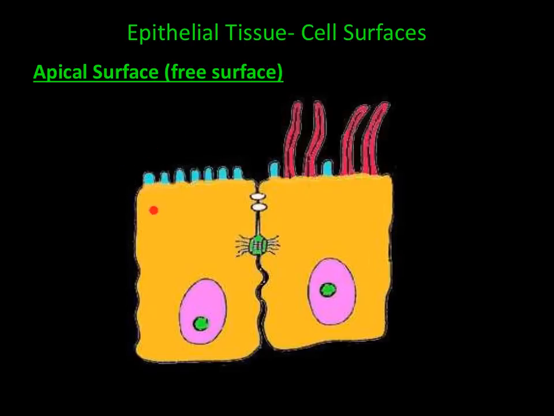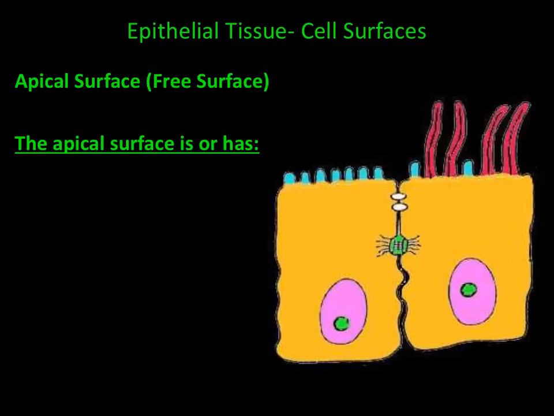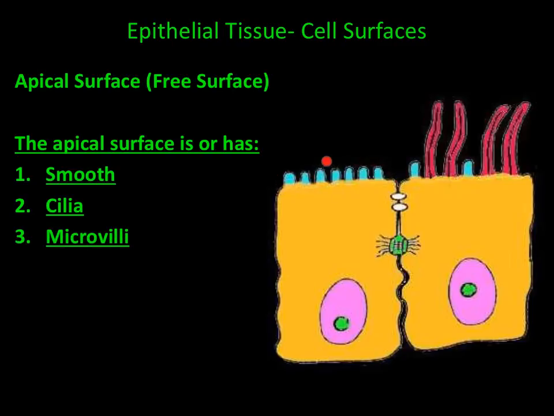The apical surface is also known as the free surface. And the apical surface can look like or contain the following. It can be a smooth surface. It can contain cilia, which are finger-like projections that help move substances across the apical surface. It can contain microvilli, which increase the surface area for maximum absorption. Or it can contain goblet cells, which are cells that secrete mucus.